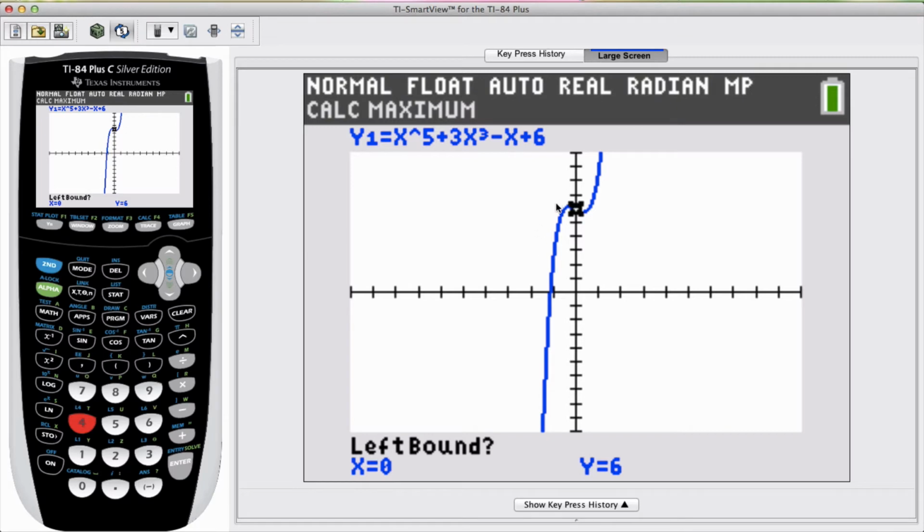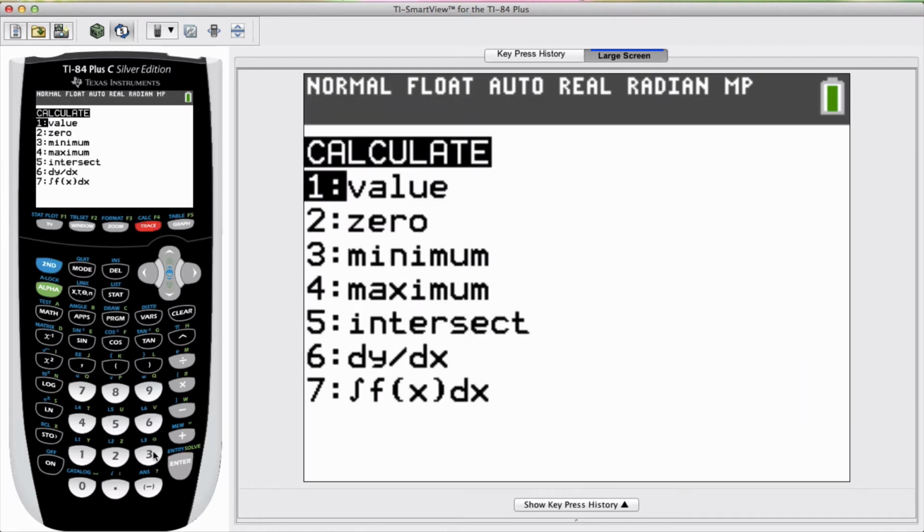So if there was a max value, it would be right over here. So I'm going to go to the left a little bit and press enter, and then go to the right and press enter, and then put in my guess. And it tells me there is a maximum value there of negative 0.324, comma, 6.218.